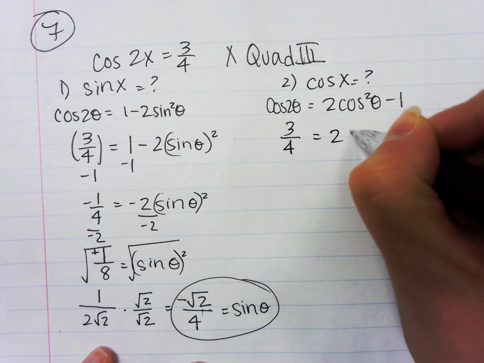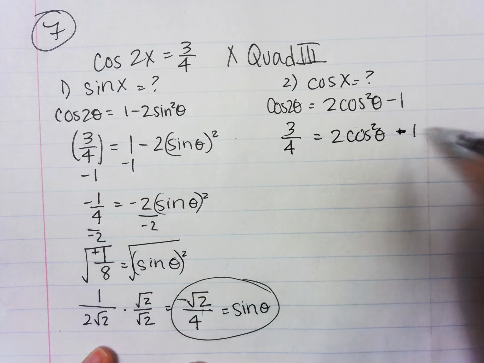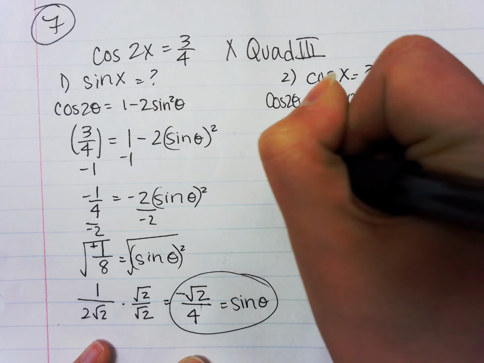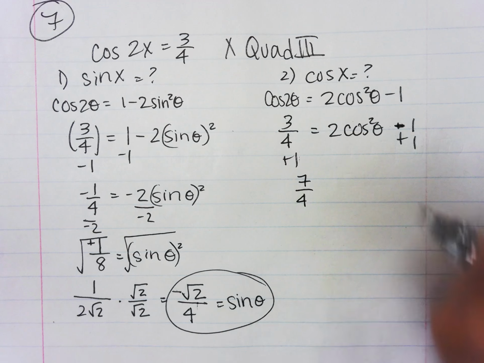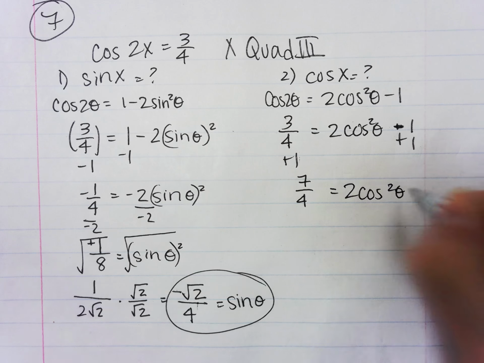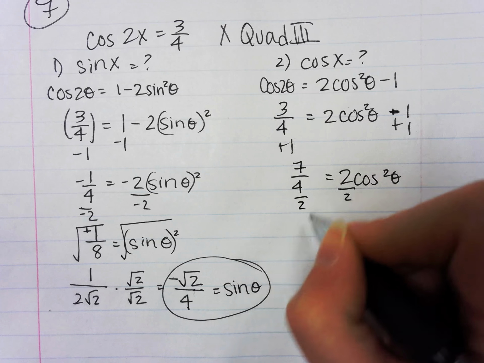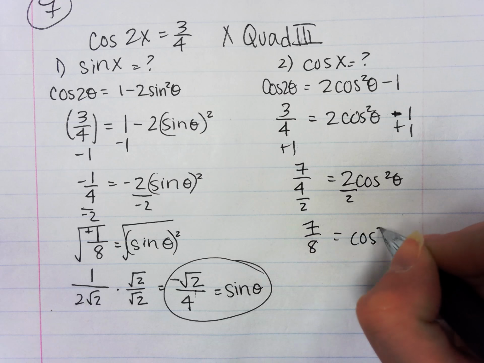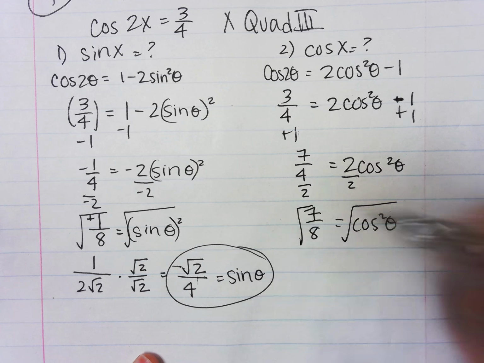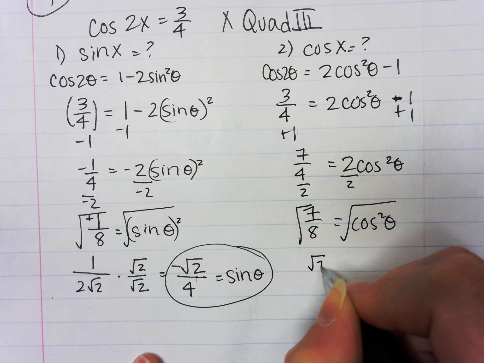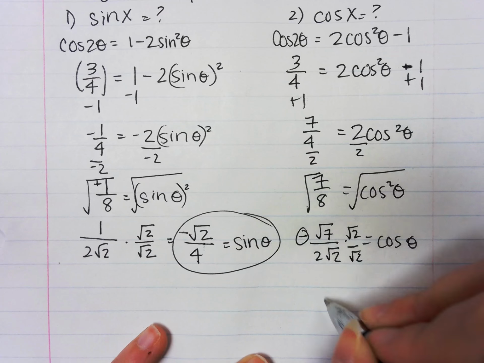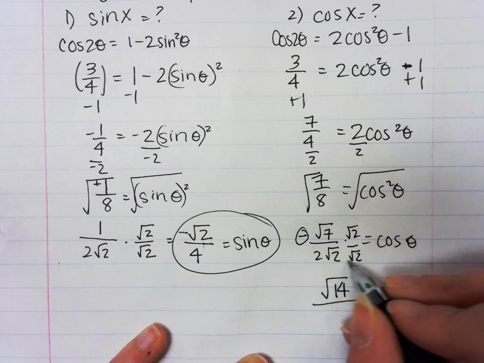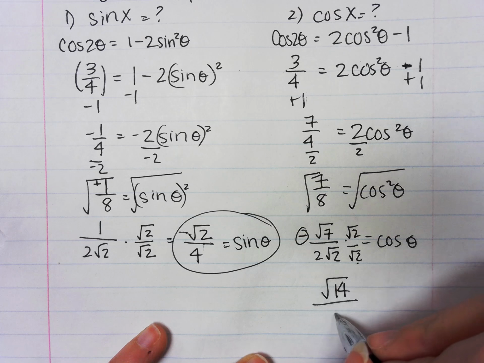So 3 over 4 equals 2 cosine squared theta minus 1. So first thing we're going to do is add 1 to both sides, and we get 7 over 4. And then divide by 2, and we get 7 over 8. And again, take the square root, 7 over 2 root 2. And again, this is negative since it's in quadrant 3. We rationalize by multiplying by root 2 over root 2, and we get root 14 over root 2 times root 2, which is again 4.